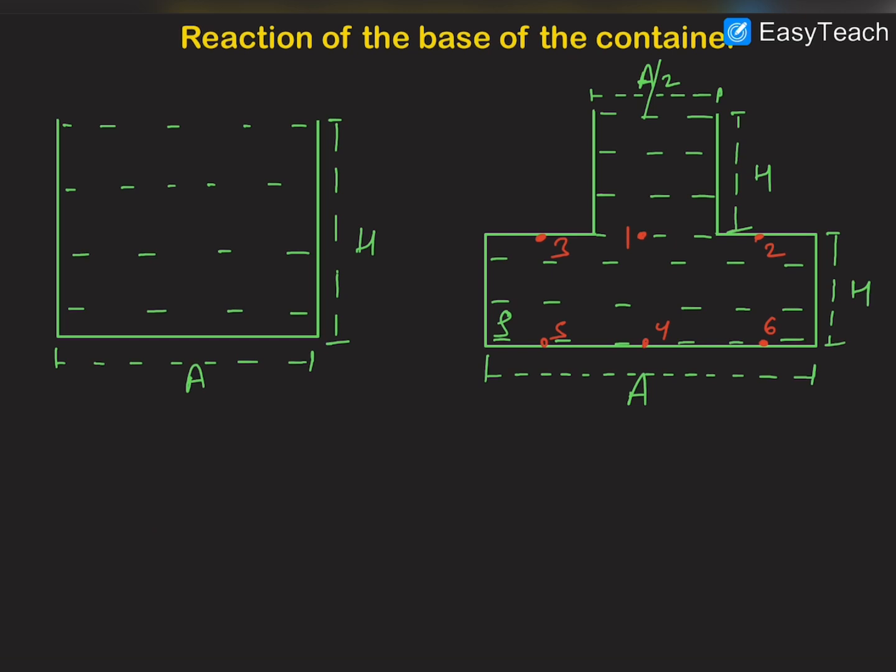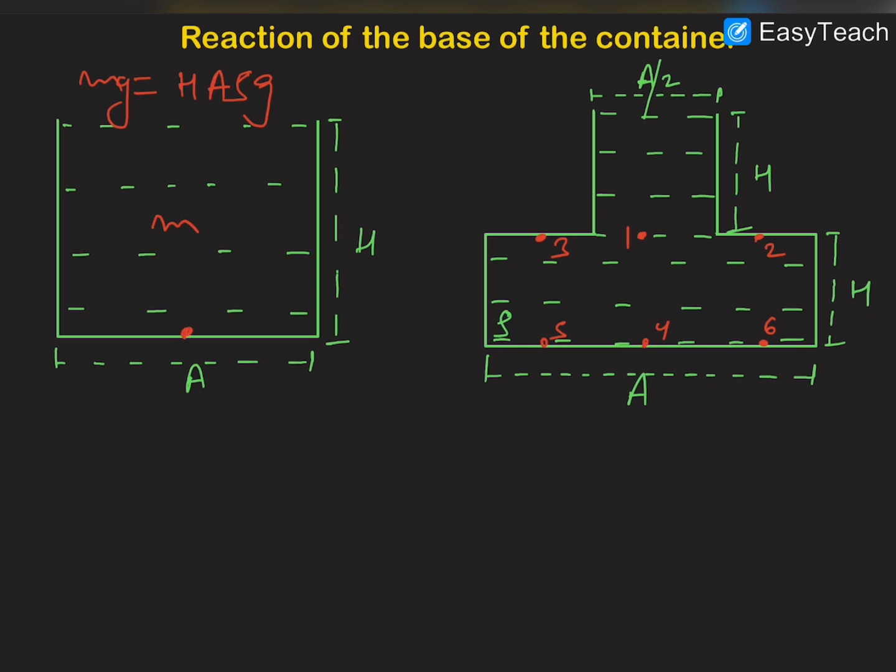Okay. Now let us discuss the reaction on the base of the container. Now you can see that there is a container having some liquid of mass m. Now the mass m in this container will be equal to h into A into rho, and mg will be equal to that times g.